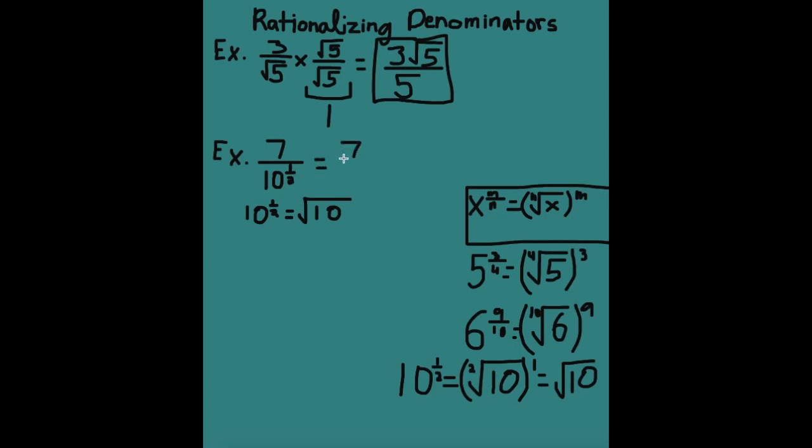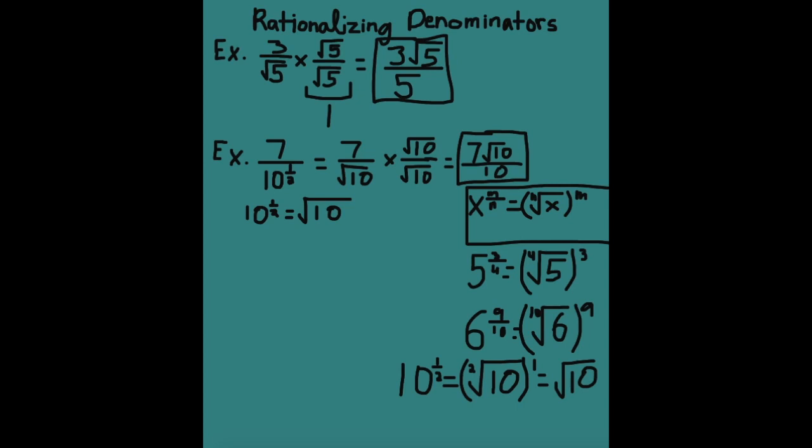Therefore, we can rewrite the fraction as 7 over square root of 10. Then, we multiply by the square root of 10 on the numerator and denominator. Then, we get our answer to be 7 multiplied by the square root of 10 over 10.